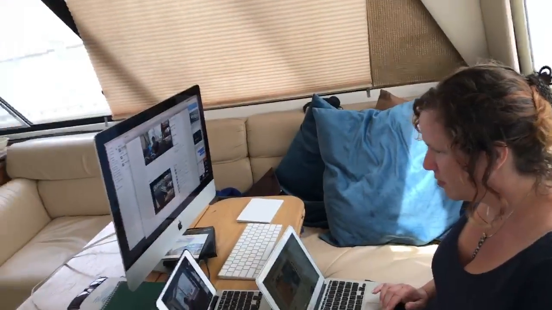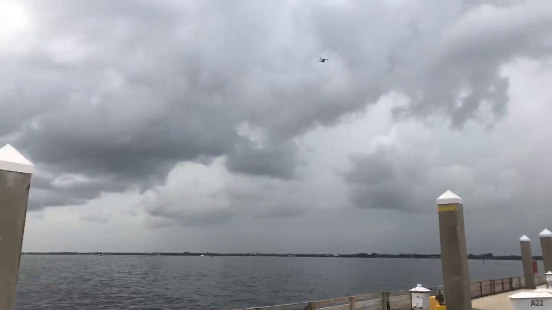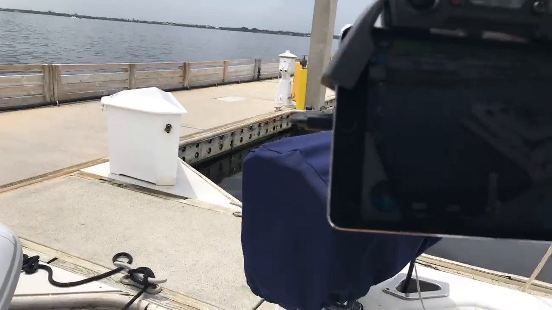So they gotta do that. Here's the drone. Hi, drone. There's us looking at the drone.